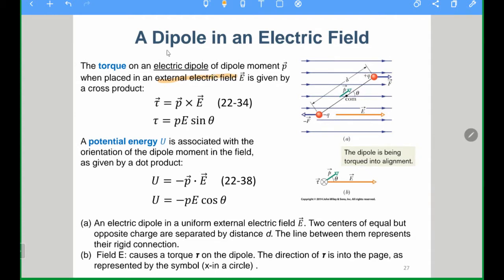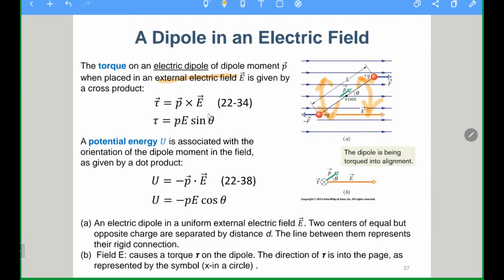So if you place the dipole in the external, uniformly distributed E field, there will be a torque acting on this dipole. It will swing back and forth like this, swinging this way and then swinging backward, just like an oscillator. Actually the torque will be P cross E.